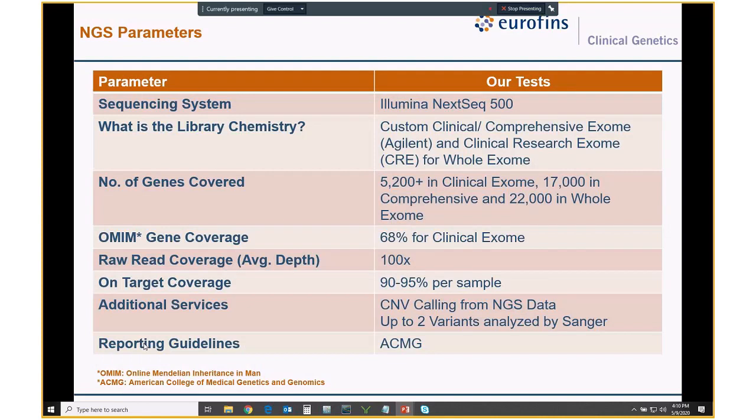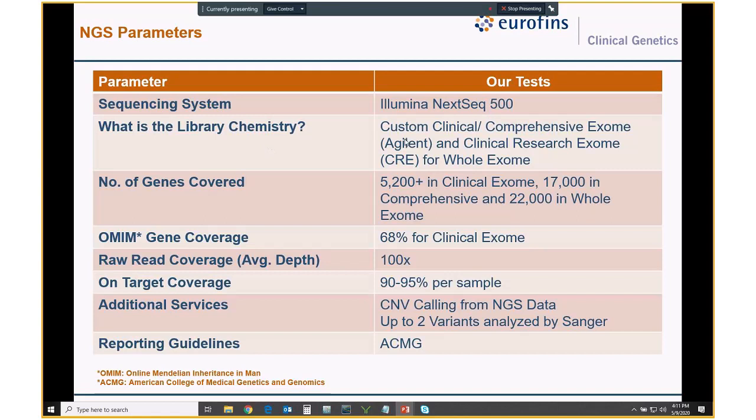Some parameters just for your reference. Before I get to the table, I would like to bring your attention to two particularly important things. One is OMIM and the other is the ACMG, whose guidelines we follow for classification of variants while doing the analysis. So what kind of sequencing system is being used?